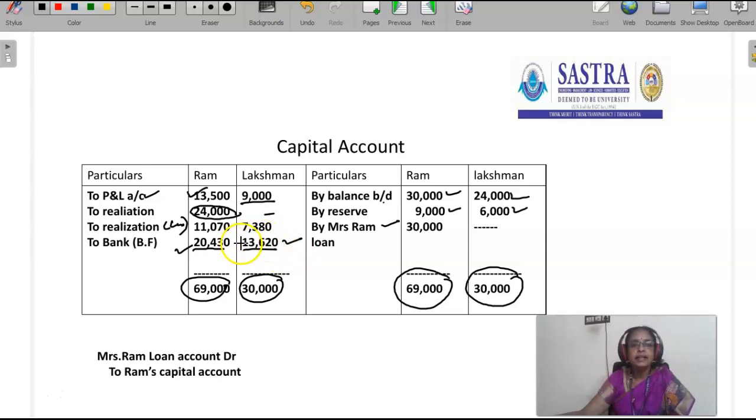The firm settles the capital of Ram and Lakshman by paying: 20,430 is due to Ram, so the firm settled 20,430, and for Lakshman the firm settled 13,620. In this step, we have to prepare the capital account of the partners. This is the final settlement of partners. For the settlement purpose, we prepare the capital account.